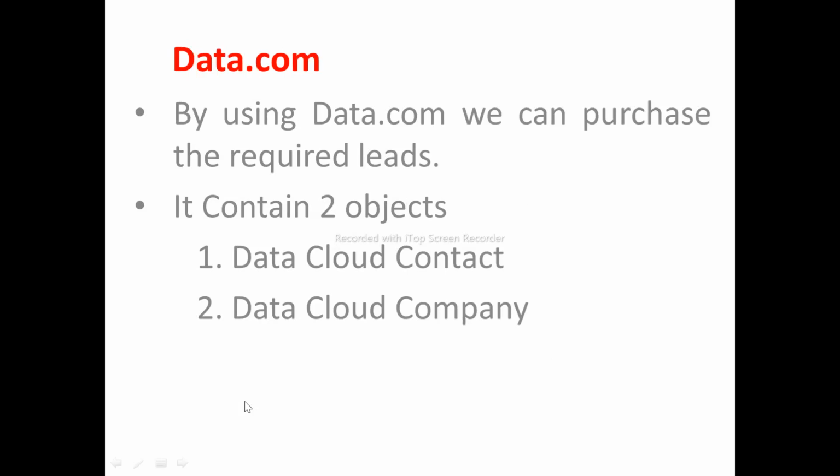Next one is data.com. By using data.com, we can purchase the required leads, and data.com contains two objects. First one is data cloud contact, which contains the people information like first name, last name, email, phone, and second one is the data cloud company. Data cloud company contains the organization information.